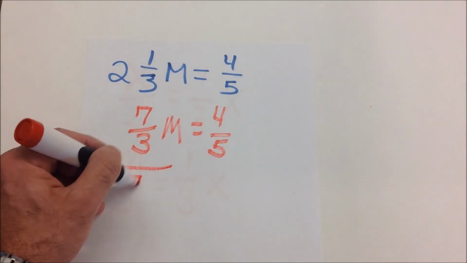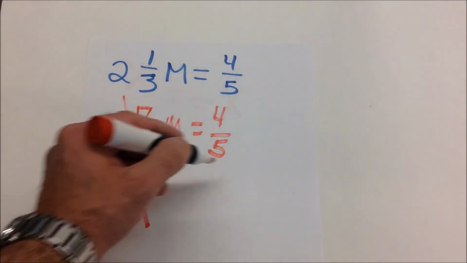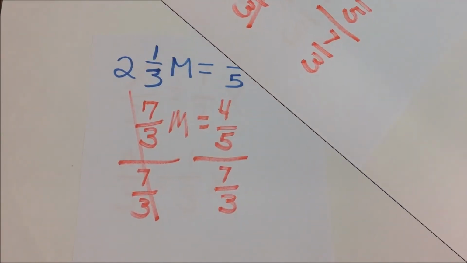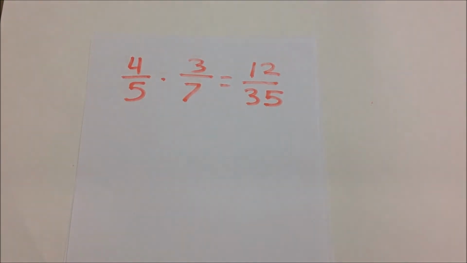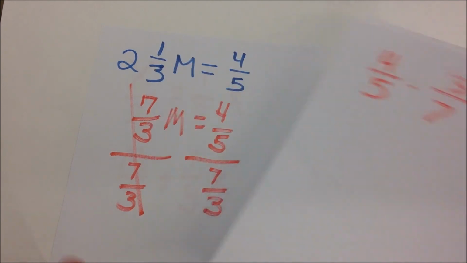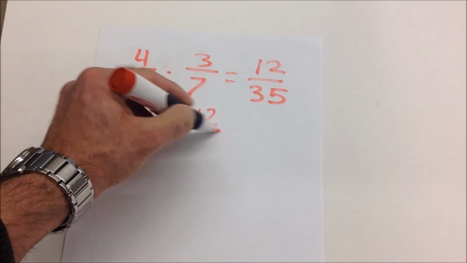So here we're going to divide the 7/3 on both sides, and it cancels out. Whatever you do to one side, do to the other. Now we have 4/5 divided by 7/3. Remember, with division, we turn it into multiplication, and we flip the last fraction. So now we get 4/5 times 3/7, and you get 12/35. Right, so 12/35 we'll plug in for the m. M is 12/35. So don't forget to write that on your answers. M equals 12/35.